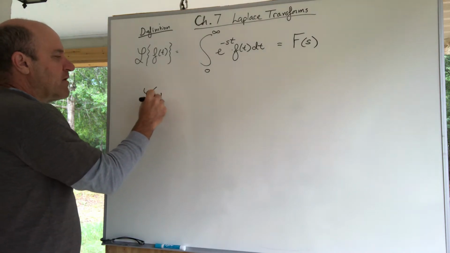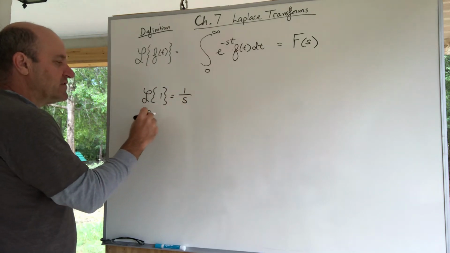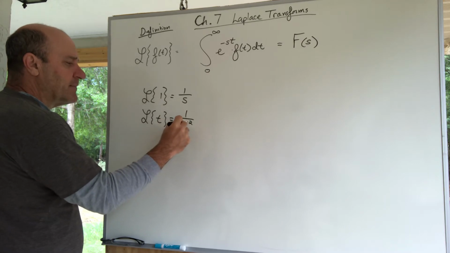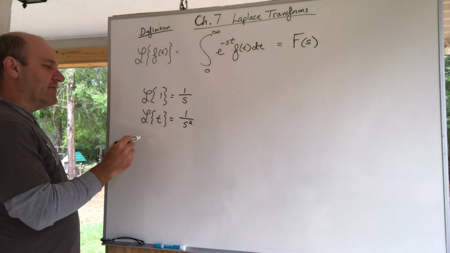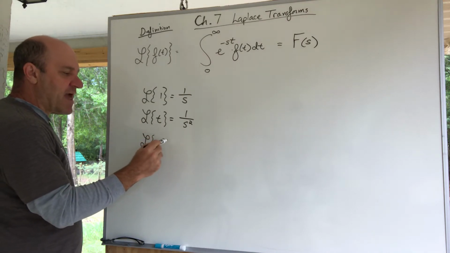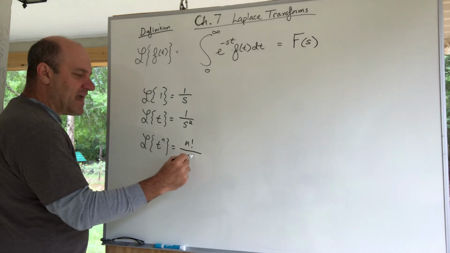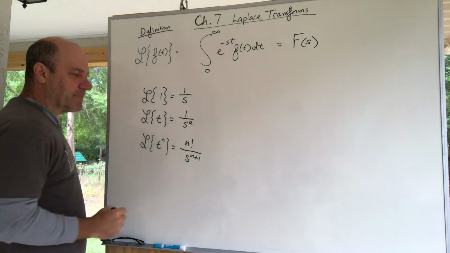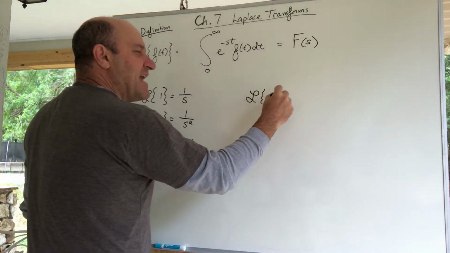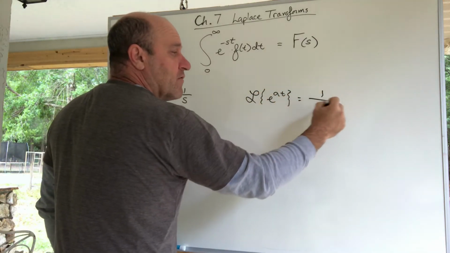The Laplace transform of a 1, I think that's 1 over s. The Laplace transform of a t, that's 1 over s squared. These are s's. The Laplace transform of just a t to any power n would be n factorial over s to the n plus 1. The Laplace transform of an e to the at, we just did e to the 2t, the answer is 1 over s minus a.